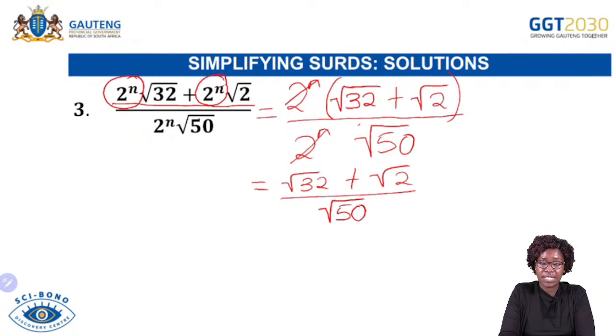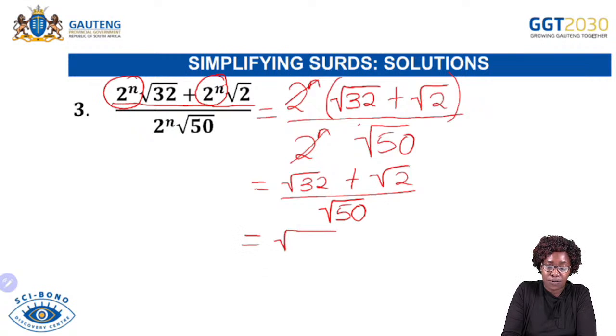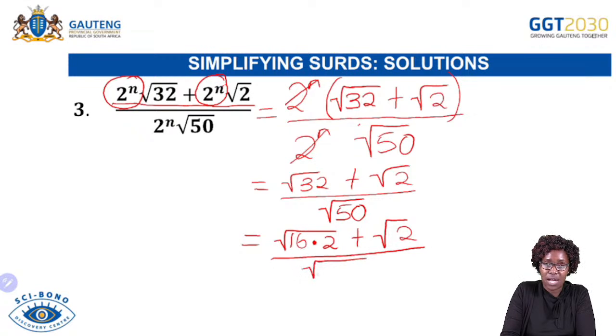As you can see, these surds are not simplified except the square root of 2. So again, we go through the same process. We write 32 as a product of factors. So 32 as a product of factors is 16 multiplied by 2. Then we add square root 2. This is also divided by, we simplify the square root of 50. Square root of 50 becomes square root of 25 multiplied by 2.